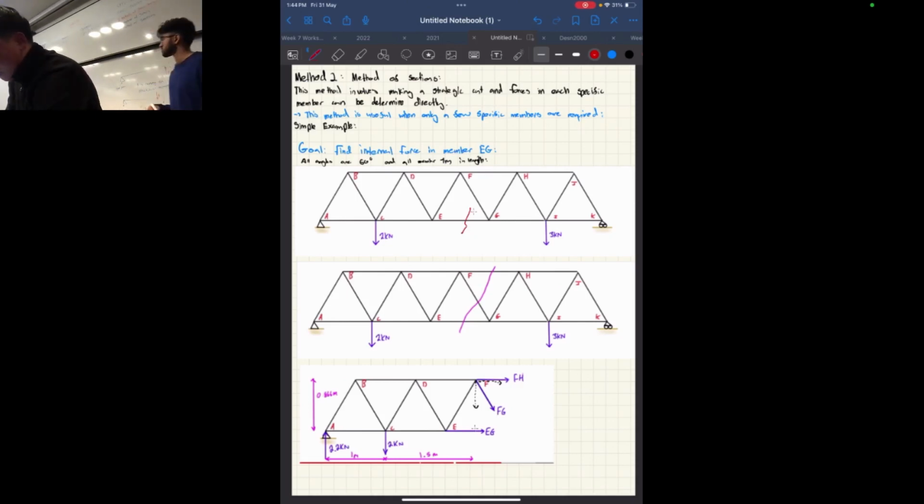So for method of sections, we make a specialized cut.